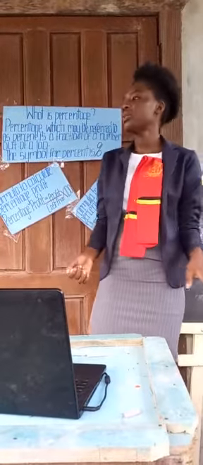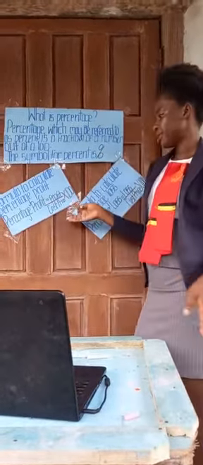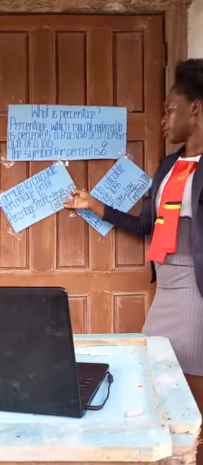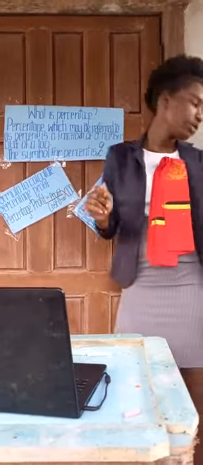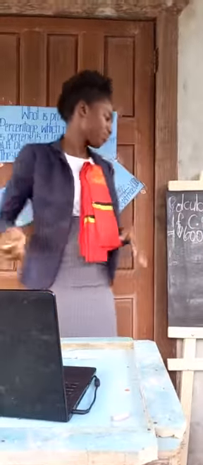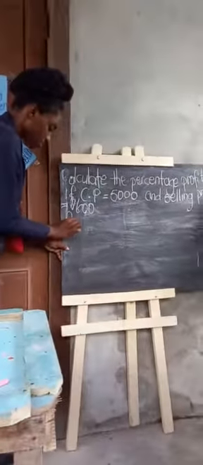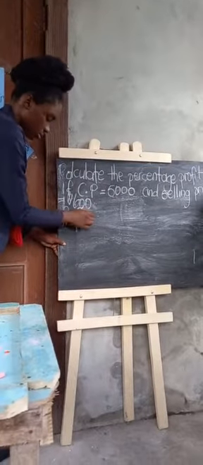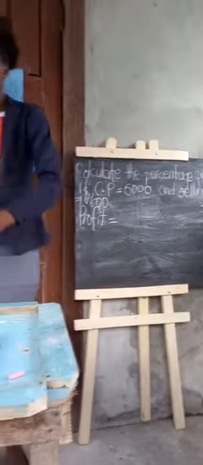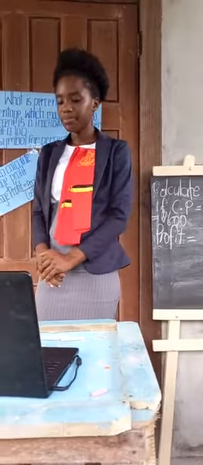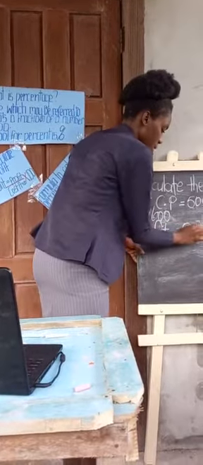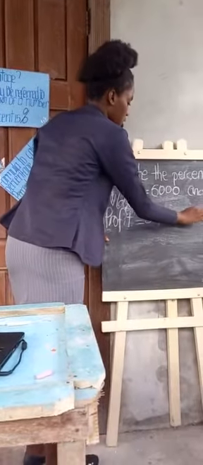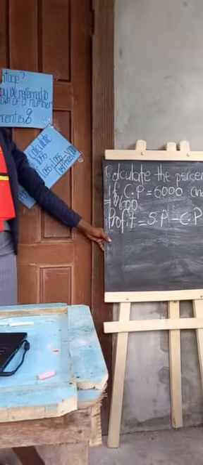To find percentage profit, it's the profit divided by the cost price times 100, right? But we don't know what our profit is. But how do we find profit? Yes, Jasmine, how do we find profit? It's our selling price minus our cost price, right?